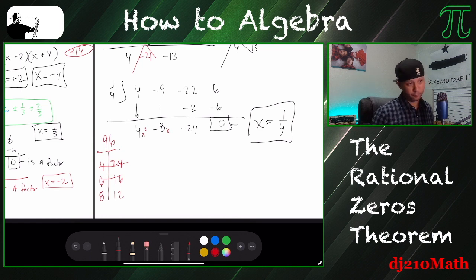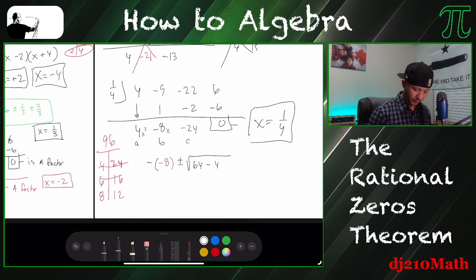Okay, so without spending any more time, quadratic formula is the way. So A, B, C. So minus B, in this case negative 8, plus or minus the square root of B squared, so 64, minus 4 times A times C, which is negative 24, all over 2 times A, 2 times 4, which is 8.